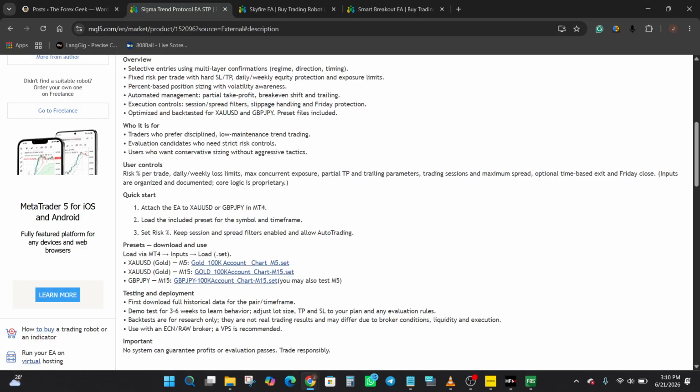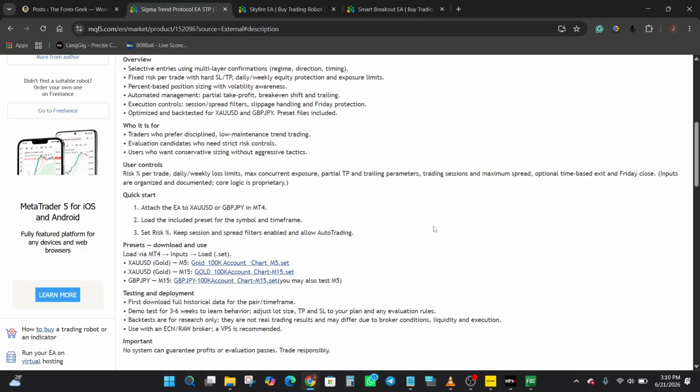Looking at the user controls section, traders can adjust risk percentage per trade, daily and weekly loss limits, maximum exposure, partial take profit parameters, trailing settings, trading sessions, spread limits, and optional time-based exits. The developer notes that the inputs are organized and documented while the underlying strategy logic remains proprietary.